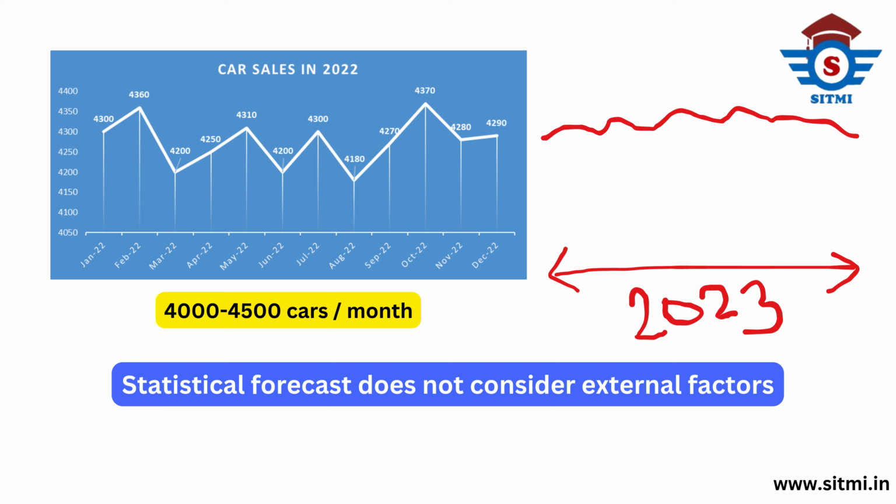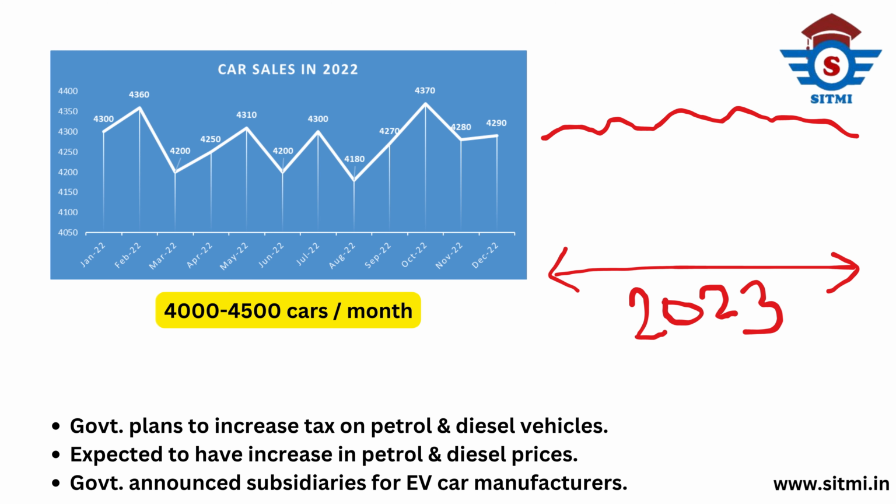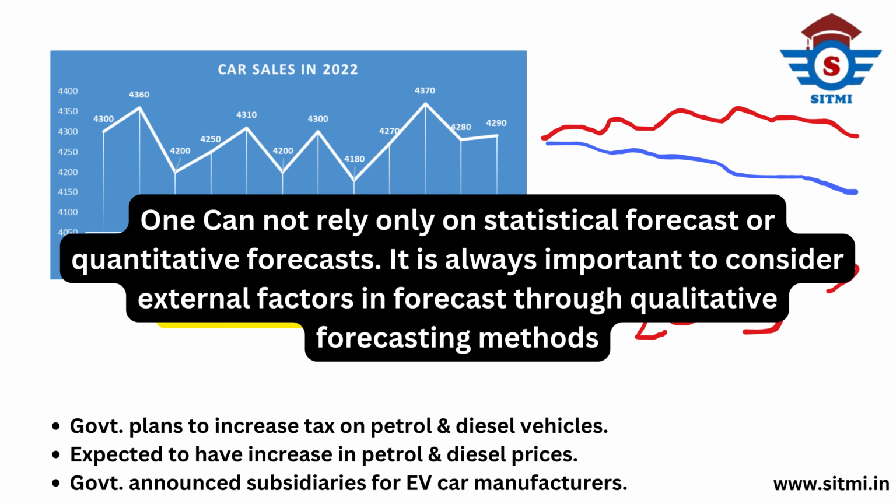Now let's assume in the same example, the government is planning to increase tax on petrol and diesel vehicles, and petrol and diesel prices are also supposed to increase in future. Moreover, the government has also given subsidies to the vehicle manufacturers to encourage production of electric vehicles. So in these multiple situations, it is bound to happen that there will be a reduction in the demand for petrol and diesel vehicles. So simply we cannot rely on the statistical forecast that is coming out from the statistical forecasting methods.